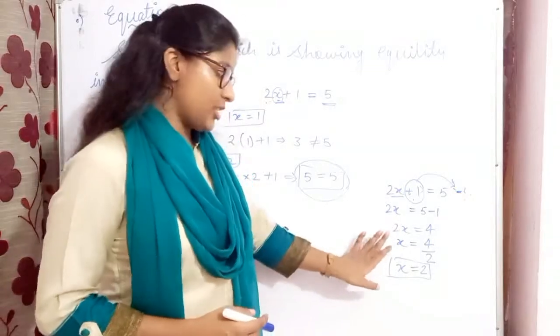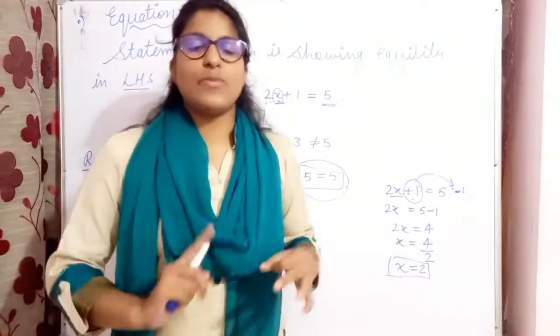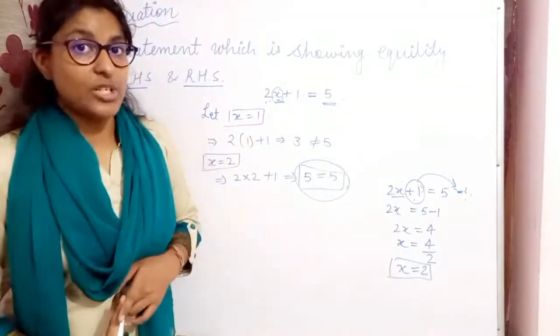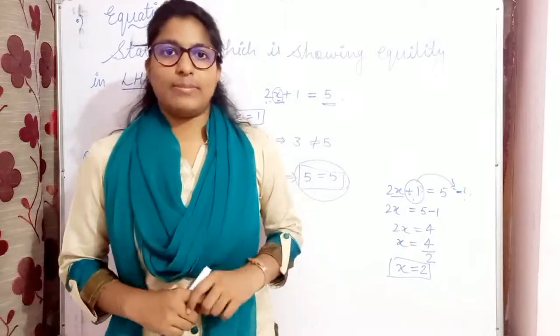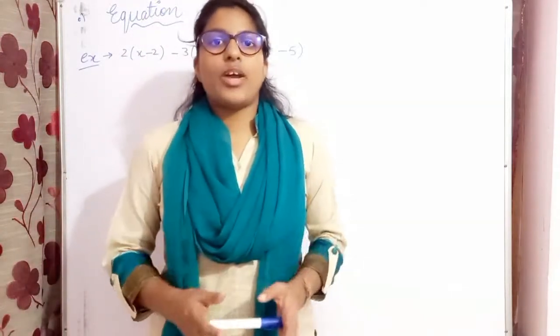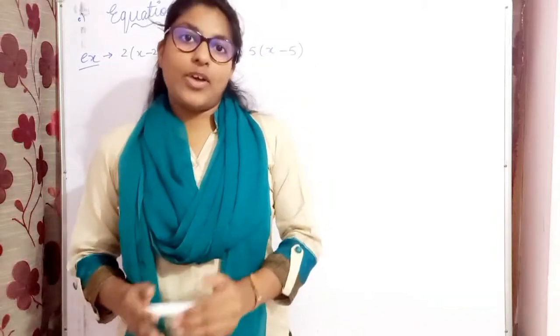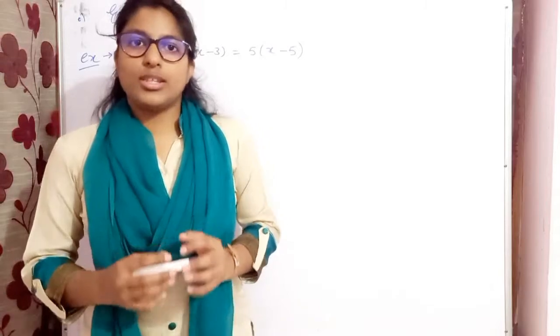Again we are revising the rules for you. Plus converts to minus, minus converts to plus, multiply converts to divide, divide converts to multiply, when we transfer the variable and constant from one side to the other side. Let's see one more example where we find the value of x and also verify it. After finding the value, how do we verify that it is correct or not.